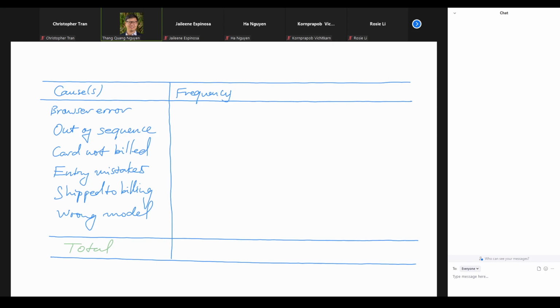The browser errors happen 43 times. The second, order number out of sequence, happens 29 times. Card not billed, 16 times. Entry mistakes, 11 times. Shipped to the billing address is 8 times. And wrong models happens 3 times. So these are called the frequencies, just the number of times that each thing happens, right? Okay, so of course, it's easy to add all of these up. We have a total of 110 errors here.